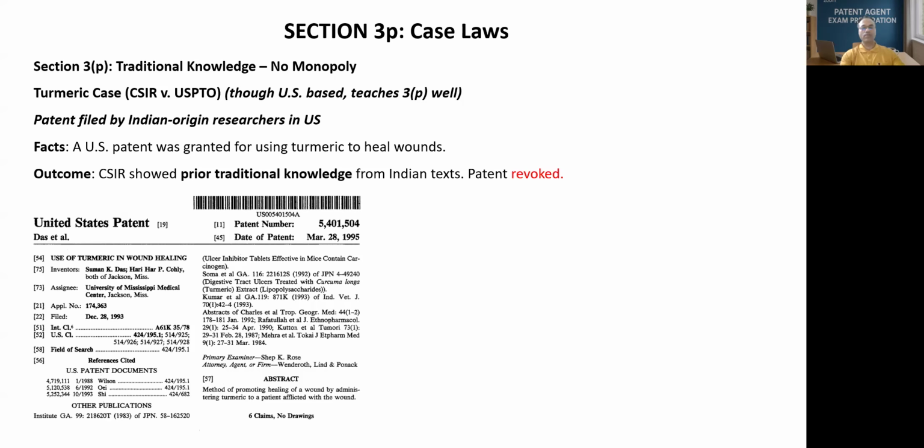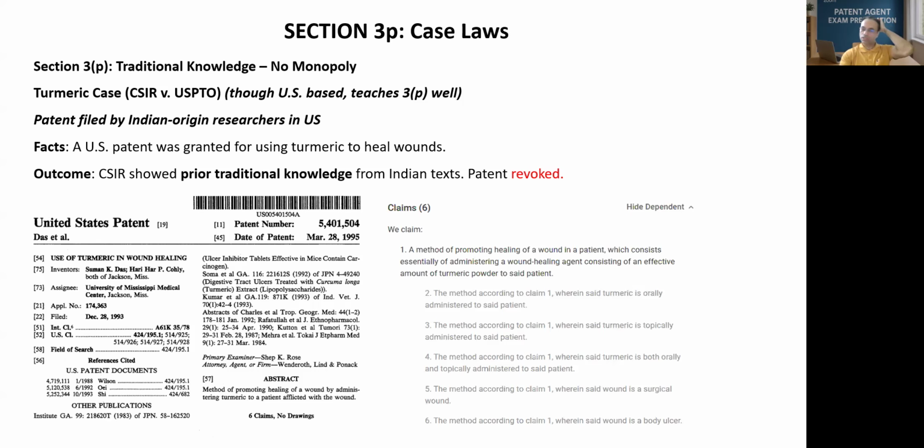So what I have done, I have taken out from Google the claims which were there originally. So if you read the claim, क्या बोलता है, a method of promoting healing of a wound in a patient which consists essentially of administering a wound healing agent consisting of an effective amount of turmeric powder to said patient. देखो, जस्ट सेज कि आप टर्मरिक, तो ऐसा अगर कहते हैं तो आई मीन यू कैन नॉट प्रिस्क्राइब टर्मरिक, ऐसा होता तो इंडिया के लिए बहुत प्रॉब्लम होती, क्योंकि हमारे घर का हम लोग यूज करते थे.